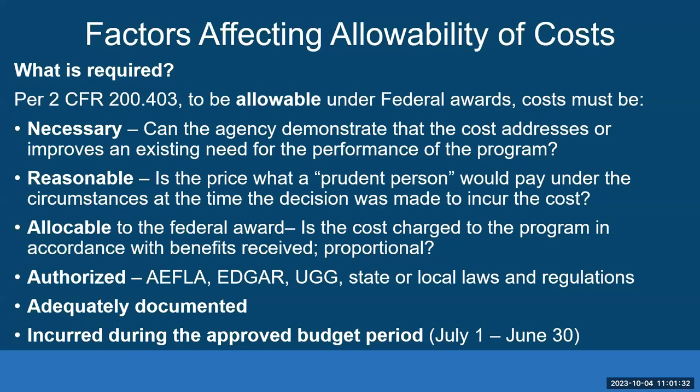So what is required to determine whether a cost is allowable or not is, to be allowable on the federal awards, the cost must be necessary. What that means is, can the agency demonstrate that there is a need? And again, program is the expert on this area. So that's why I mentioned collaboration between program and fiscal is crucial. The cost must be reasonable. Reasonable is typically handled by the procurement department, which a lot of the time is also fiscal. That's where the prudent person test applies, what a prudent person would pay based on the circumstances at the time the decision was made.